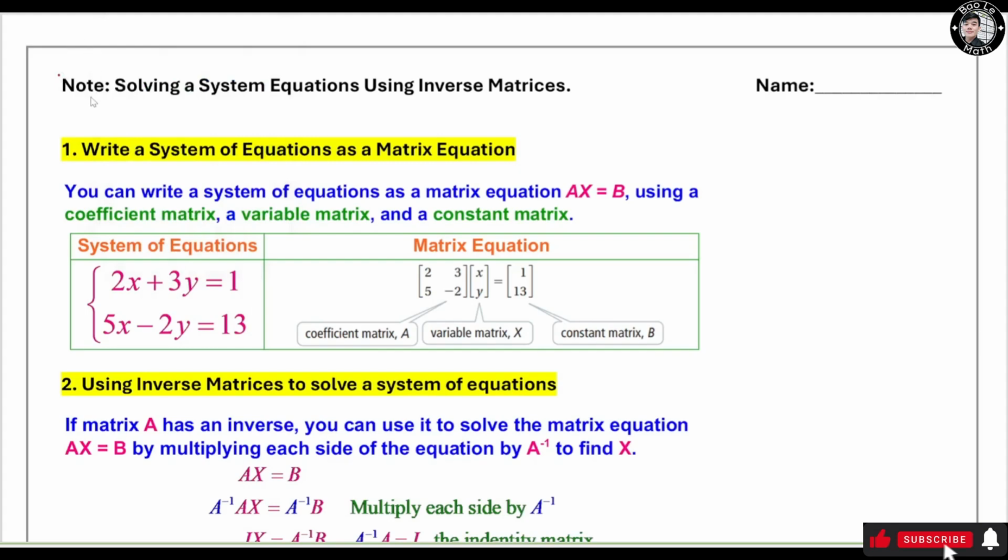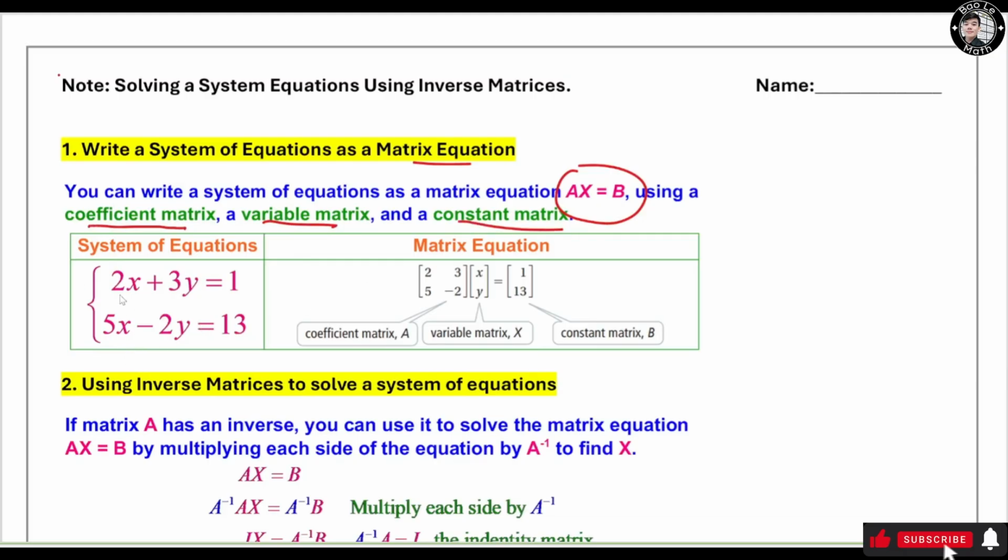Hello everyone, in this video we're going to learn how to solve a system of equations using inverse matrices. First, we need to learn how to write a system of equations as a matrix equation. If you want to write a system of equations as a matrix equation, AX equals B, you need to use a coefficient matrix, variable matrix, and constant matrix.